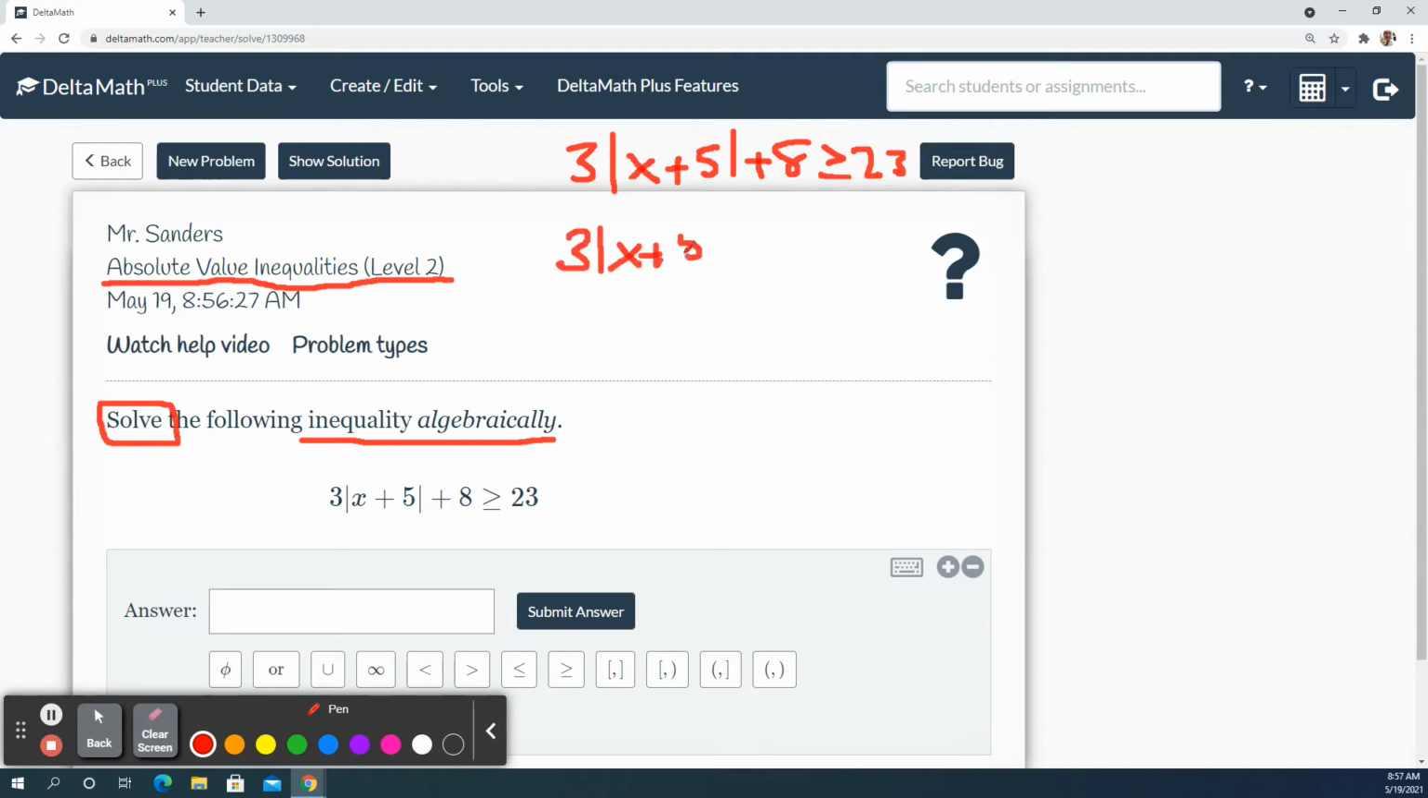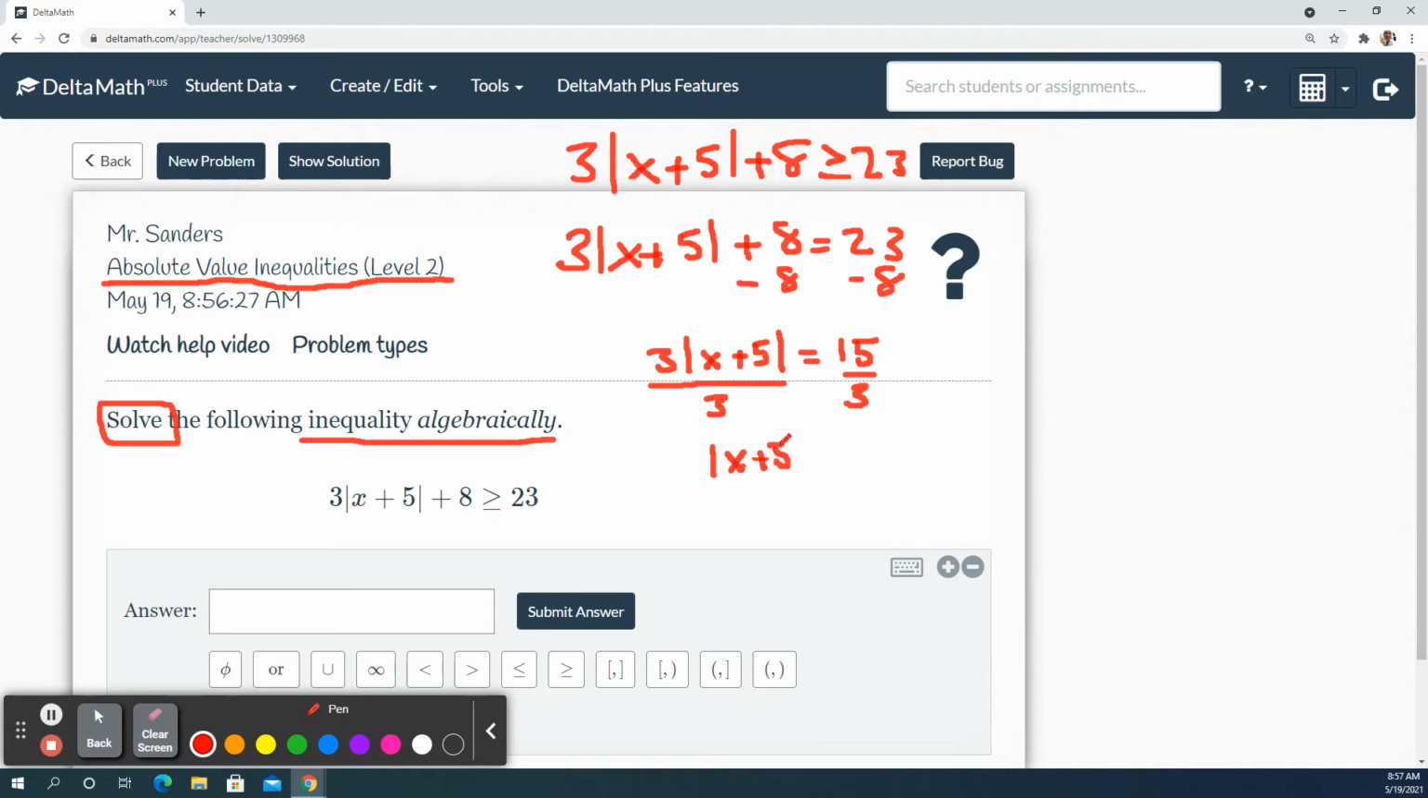3 times the absolute value of x plus 5, plus 8, is now equal to 23. Solving, minus 8. 3 times the absolute value of x plus 5 equals 15. We're trying to get the absolute value by itself. Divide by 3, divide by 3, and now we have the absolute value of x plus 5 is equal to 5. All right, so that's our goal, we had to get the absolute value by itself.